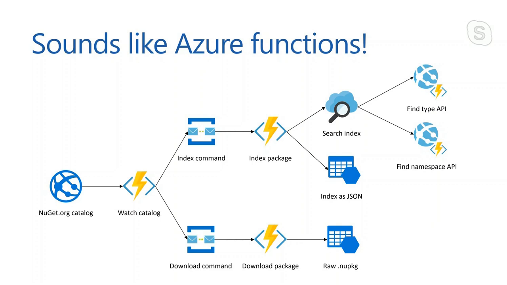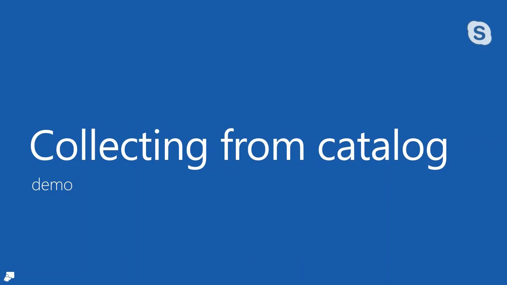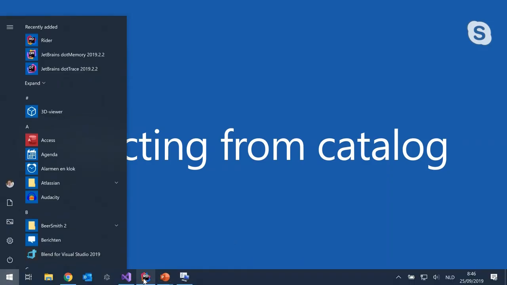Now, the more interesting one is going to be the index command. The index command queue will have a function listening to whatever messages pop up in there and then index the package, store everything in a search index, and then make that available to the API that we will use in the end, of course. Right, so let's collect from the catalog in an Azure function.